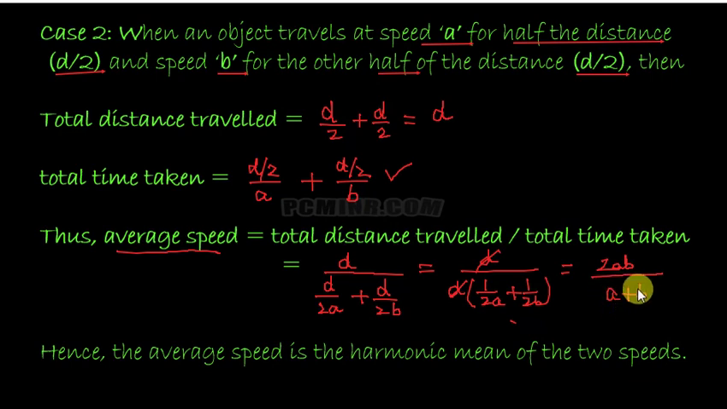Therefore, we see that if an object travels at a speed a for half the distance and speed b for the other half of the distance, the average speed in that case is the harmonic mean of the two speeds. So if the object travels at speed a for half the time interval and b for the other half of the time interval, the average speed is the arithmetic mean of the two speeds. But if we have speed a for half the distance and speed b for the other half of distance, we have average speed as the harmonic mean of two speeds.